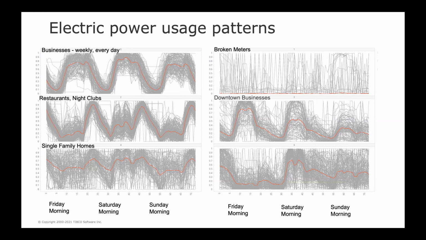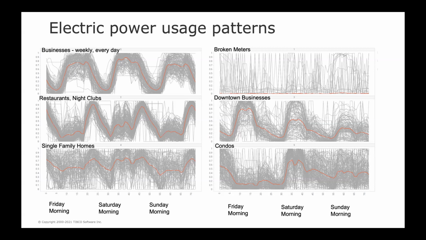This one is probably a downtown business, right? You've got a nice piece of activity on Friday, less so on Saturday, and pretty much nothing on Sunday. So maybe this is like a department store that's downtown. And then finally, a set of condos probably in this last case. But you can see how the patterns are very clear.